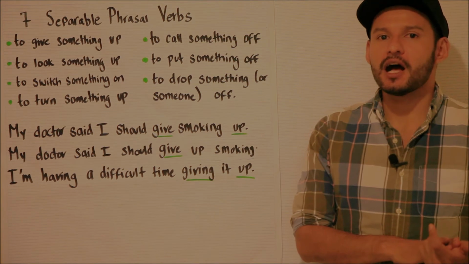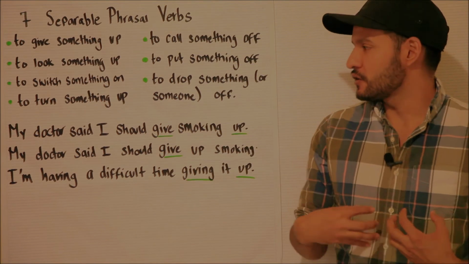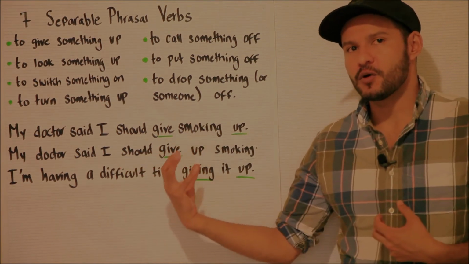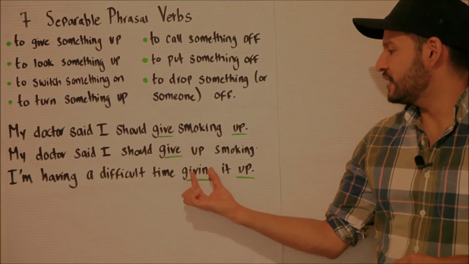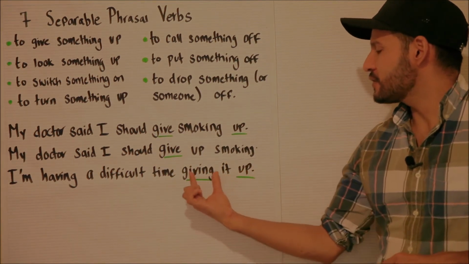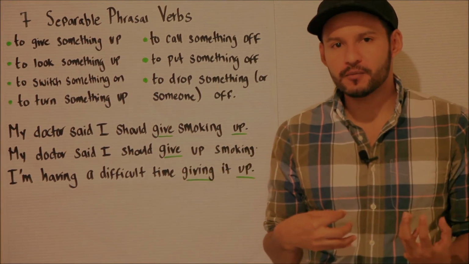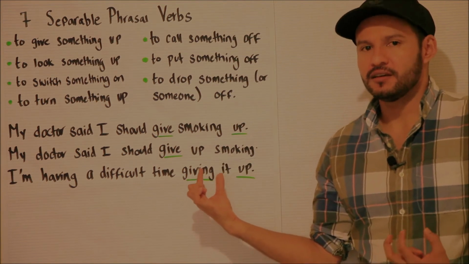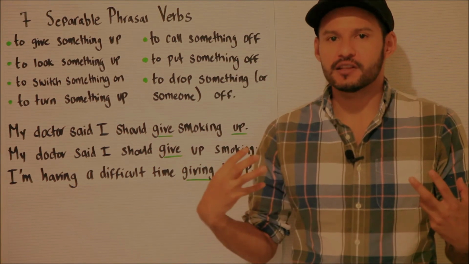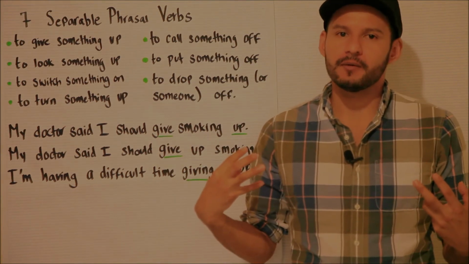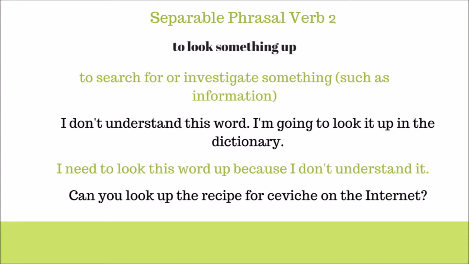However, when you're using a pronoun as the direct object, it is necessary to separate it. So for example, my doctor said I should give smoking up. However, I'm having a difficult time giving it up. So again, I have giving up being separated by the direct object, the word it, in this particular case. Okay, so now that we have reestablished that particular rule, we should be able to continue with the definition of the other 6 phrasal verbs very quickly.